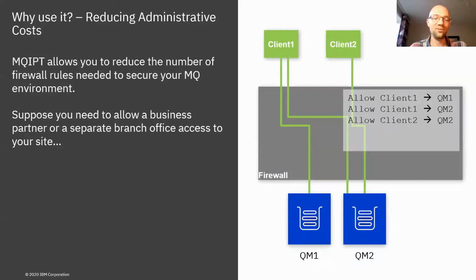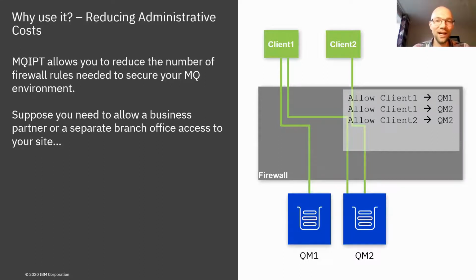So we've looked at the case so far for using MQIPT to add additional security to your MQ connections, or maybe at least move the place where you check the security outwards from your queue manager to somewhere a little bit earlier when the connection comes into your network. Another reason that you could use MQIPT is to reduce the administrative costs around having lots of different connections between lots of different MQ endpoints in networks.